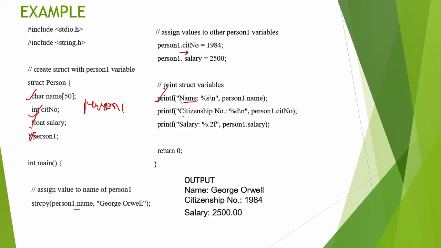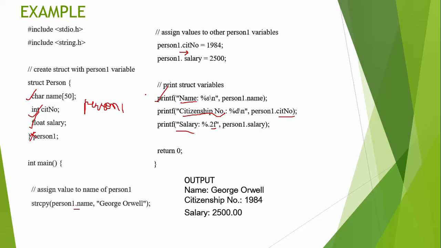And then citizenship number will be the prompt message, and the corresponding citizenship number will get printed. Then salary percentage dot 2f. Here the data type is float, so float normally will have up to 6 precision. I want my output to be printed with 2 precision, that is, after the decimal point I want only 2 digits to get printed. That is specified using this point 2. f is for float data type, person1 dot salary.